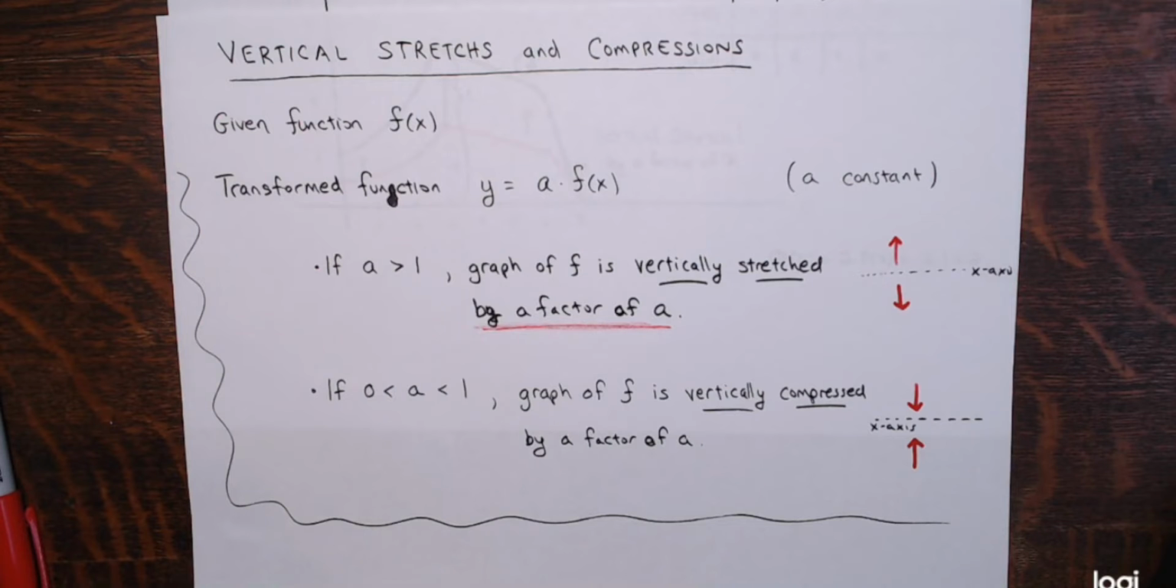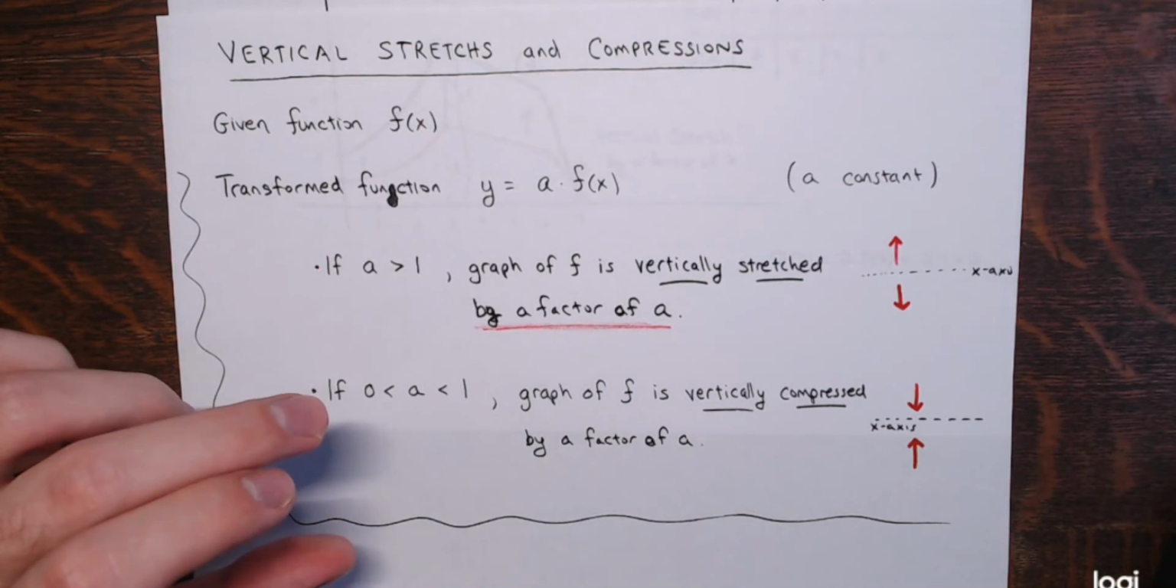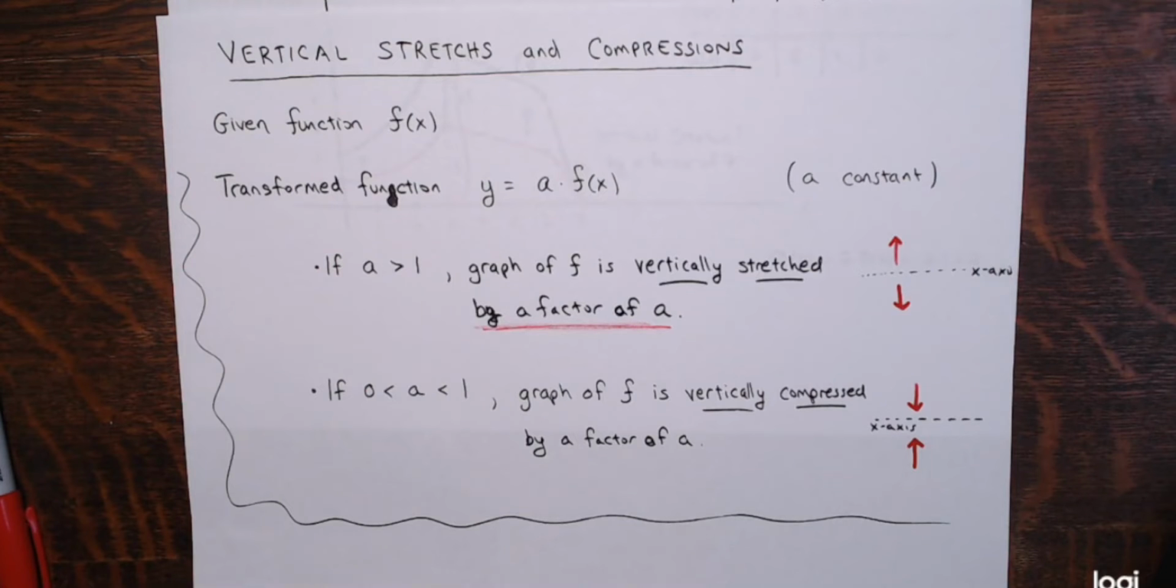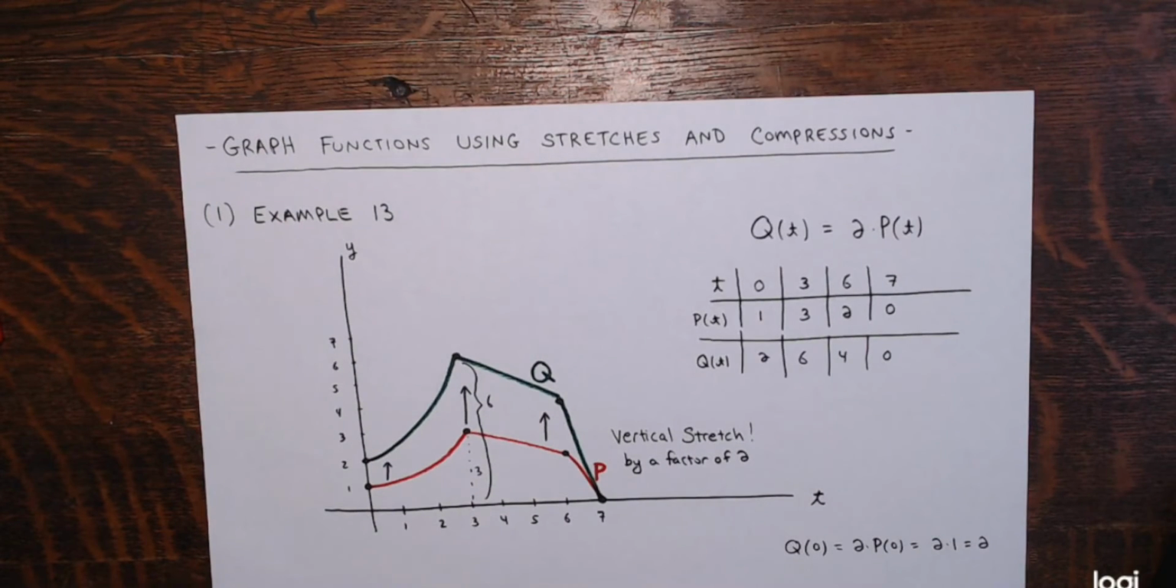Now, if a is negative, then there will also be some sort of reflection across the x-axis involved, but I'm not going to write that. We've seen reflections in a previous video. Okay. All right, so that was example 13 from the reading, my first example.